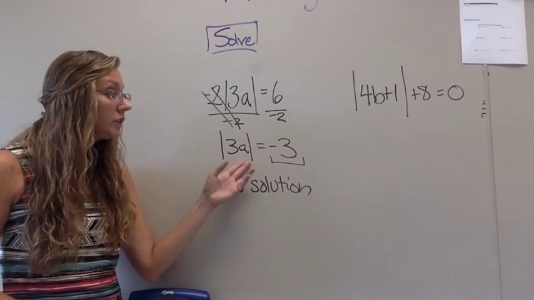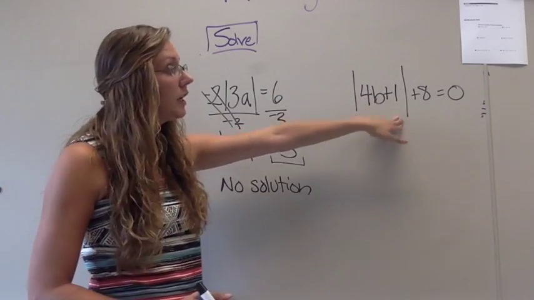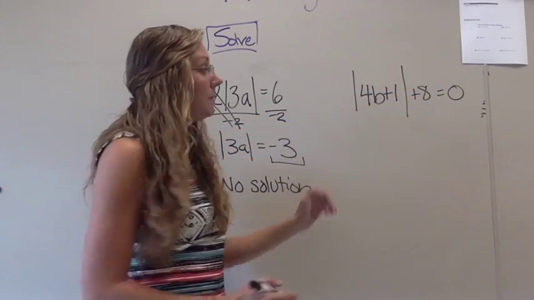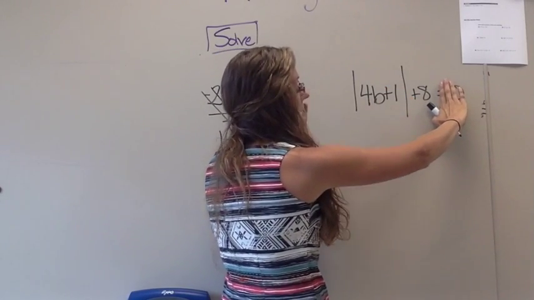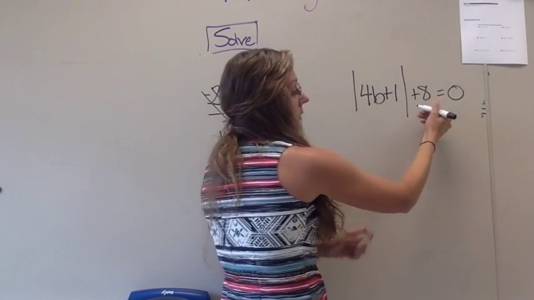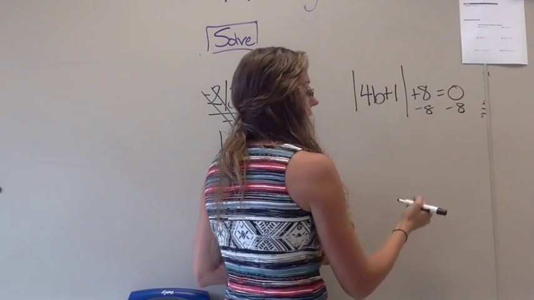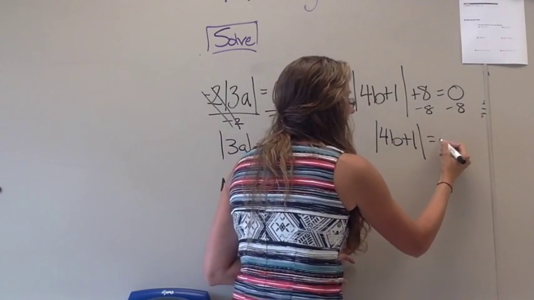Okay? This can happen pretty often. It can happen when you're dividing. It can happen over here. You'll see we're going to subtract. We're going to get a negative 8. Okay? So here I look at this side. I'm saying to myself, all right, I need to isolate my absolute value bar, so I need to get rid of this plus 8. I'm going to subtract 8. Okay? I'm going to have absolute value of 4b plus 1 equals negative 8.